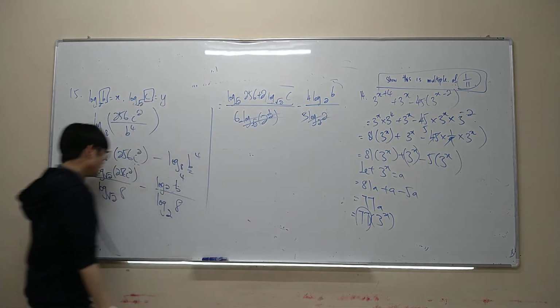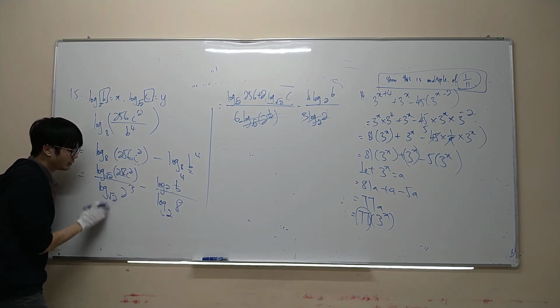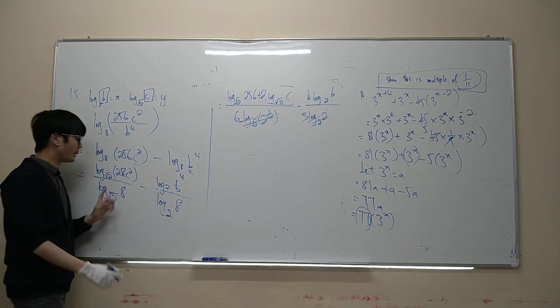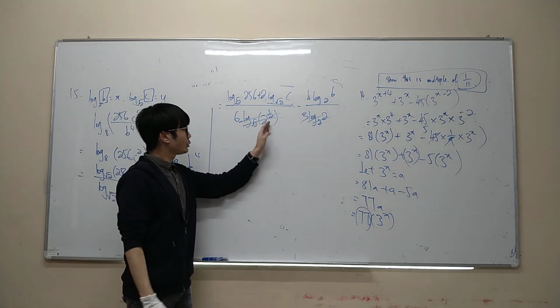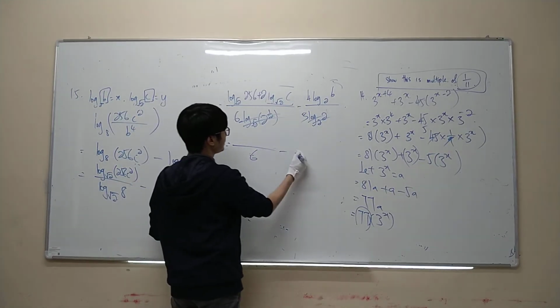Okay, maybe you will ask, then why this one you don't change to 2 power 3? Because if you change to 2 power 3, you cannot cancel. The base is square root 2. You have to make them the same. That's why I didn't change it to 2 power 3. I changed it to square root 2 power 6. Okay, so it becomes over 6 here, over 3 here.